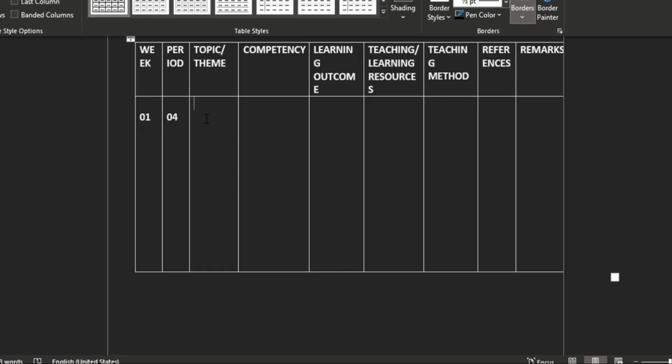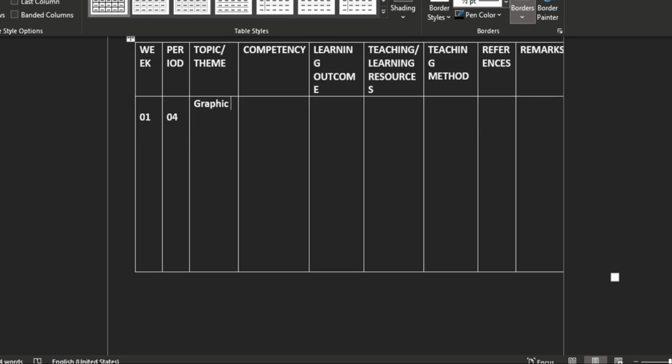And then the references. The references are mostly the books that you can refer to, like in this topic, where did you pick them from, on which book and from which pages? Then we have the remarks. After teaching, what happened? Did they understand? Did you give them assessment? Did they do it well and all that?